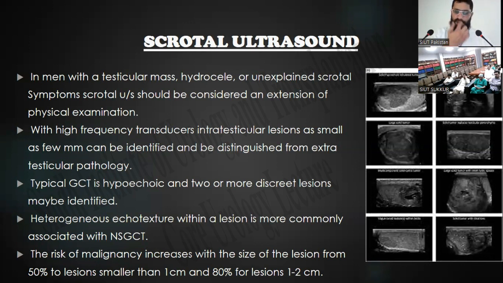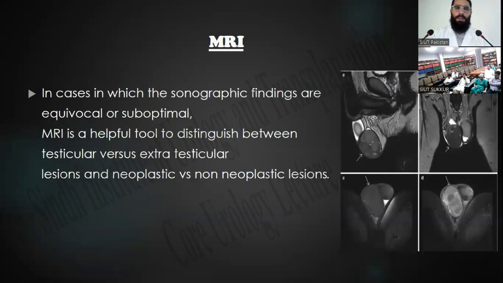The risk of malignancy increases with the size of the lesion, from 50% for lesions smaller than 1 centimeter to 80% for lesions 1 to 2 centimeters. In cases in which the sonographic findings are equivocal or suboptimal, MRI is a helpful tool to distinguish between testicular versus extratesticular lesions and neoplastic versus non-neoplastic lesions.